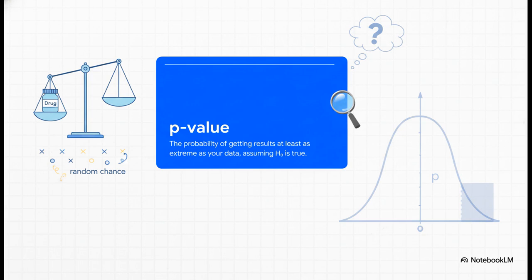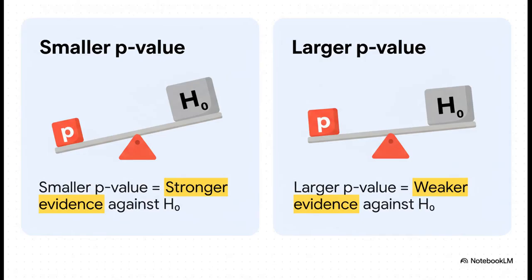The p-value answers a very specific question. It asks, let's pretend for a minute the drug really has no effect. If that were true, what are the odds we'd see results as strong as the ones we just saw, just through sheer random luck? So here's how to think about it.